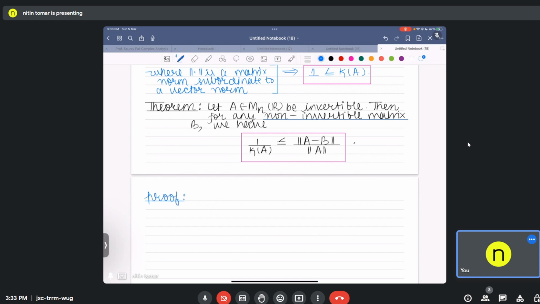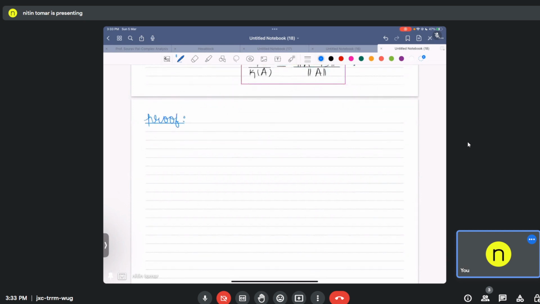So can you prove it? Okay, so let's do this step by step. 1 upon kappa A, it should be norm A times norm A inverse, and this is the same as 1 upon norm A, 1 upon maximum of x not equal to 0 of norm of A inverse x by norm x. Is this correct?